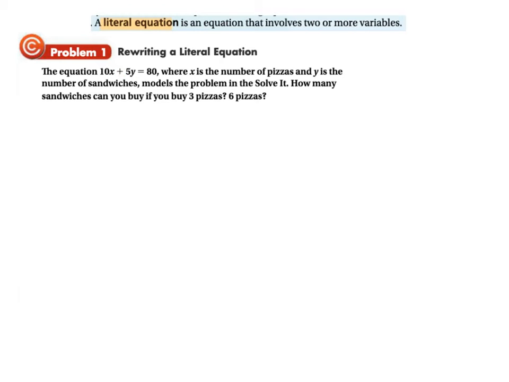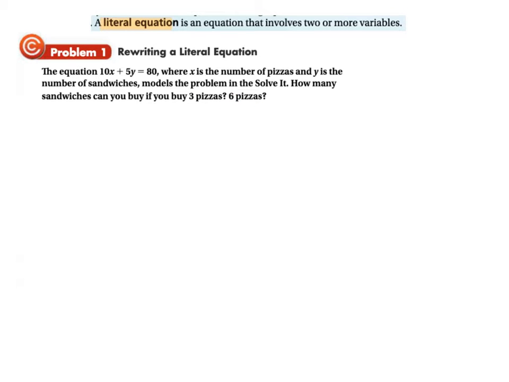This equation, 10x plus 5y equals 80, where they're defining the variables here. x is the number of pizzas, and y is the number of sandwiches. Pizzas cost $10, sandwiches cost $5, and that's why they have those amounts in there. This models the problem that was in the solve it problem, okay? How many sandwiches can you buy if you buy 3 pizzas or 6 pizzas?